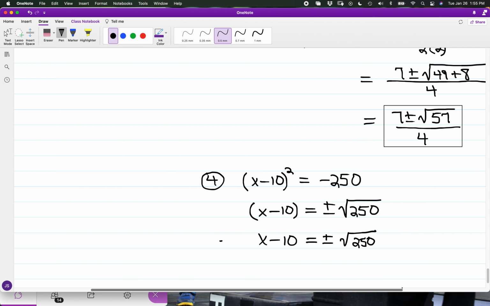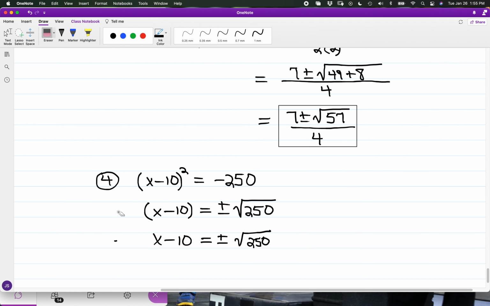Now for the square root of 250, 250 is not a perfect square number, but it is the kind of number that can be reduced. Let me back up here. I got the square root of negative 250, so this would be the square root of 250i.